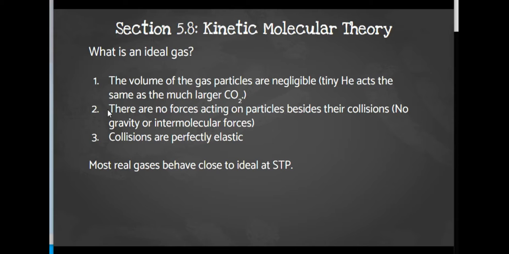So if we had to boil down an ideal gas law, what is an ideal gas? These are the 3 main points. Number 1, the volume of the gas particles is negligible, meaning a tiny helium atom is going to act the same as the much larger carbon dioxide, which is like 11 times bigger than the helium. But we assume that they are so tiny and so far apart that they are going to behave the same way. Number 2, there's no forces acting on the particles besides their collisions with each other and the wall.